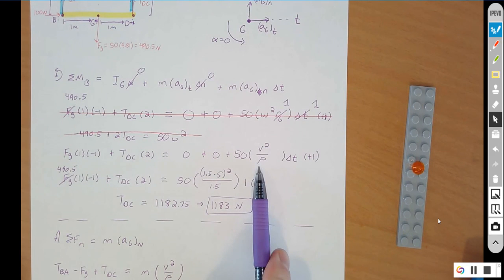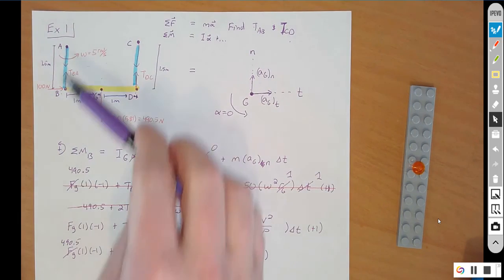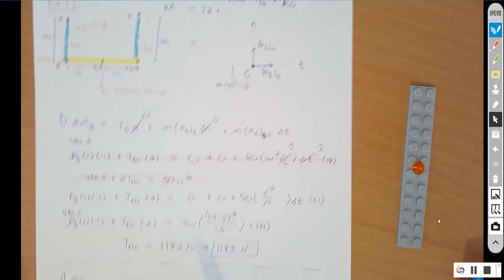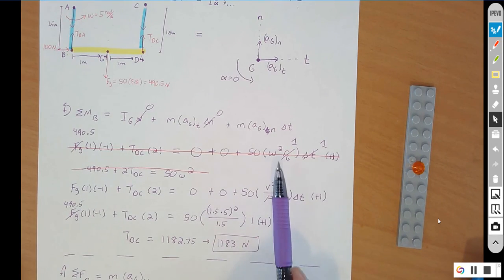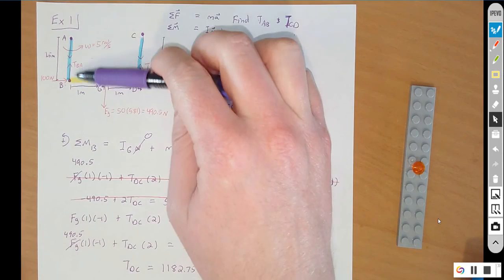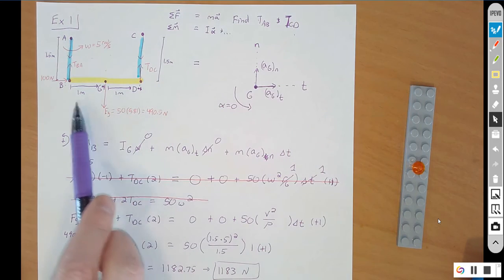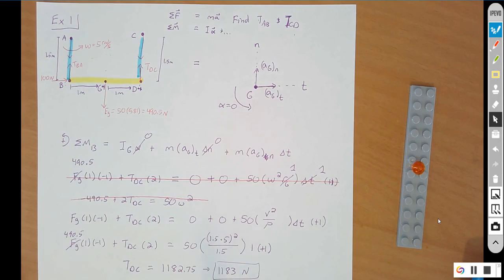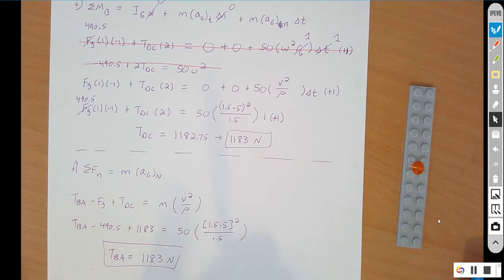To find that acceleration normal, I elected to use v squared over rho because I was looking at a different bar. You could have done the same thing with omega squared r, but remember that your r is this r and not this r. Once we found that, we came back to sum of forces in the normal direction because we only had one unknown left, and we solved for that.